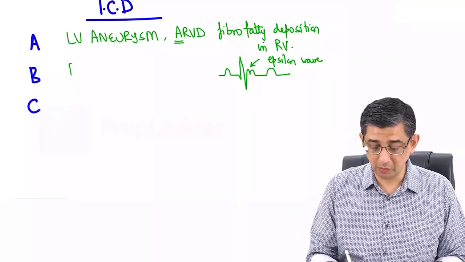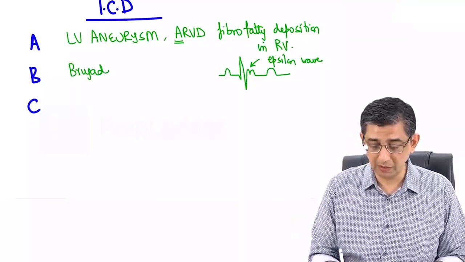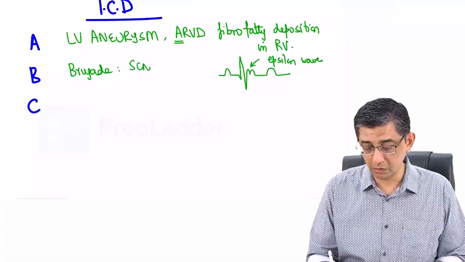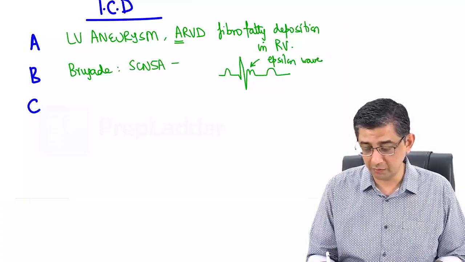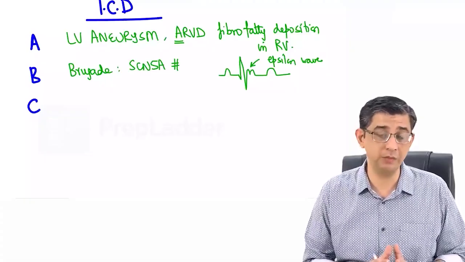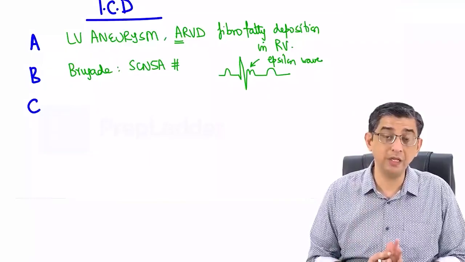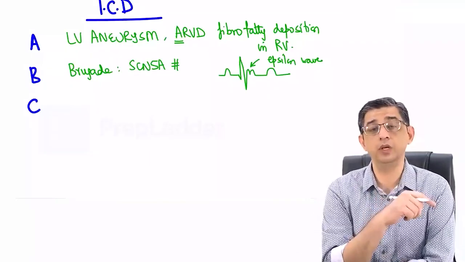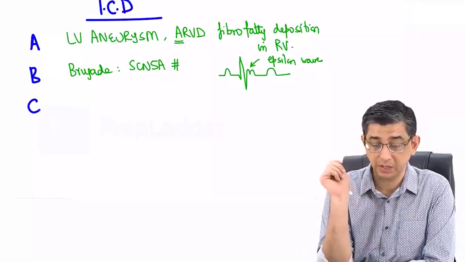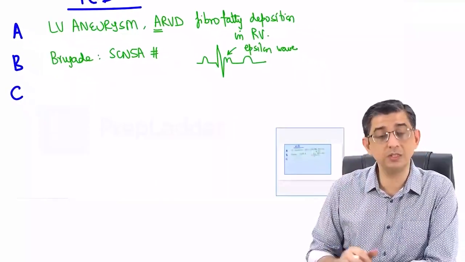Alphabet B would stand for Brugada syndrome. This is a channelopathy. The name Brugada syndrome will very frequently be asked in the exam because there is a sodium channel defect called SCN5A. In neurology, I have talked about SCN4A with respect to topics like hypokalemic and hyperkalemic periodic paralysis. But in Brugada, it's going to be SCN5A.